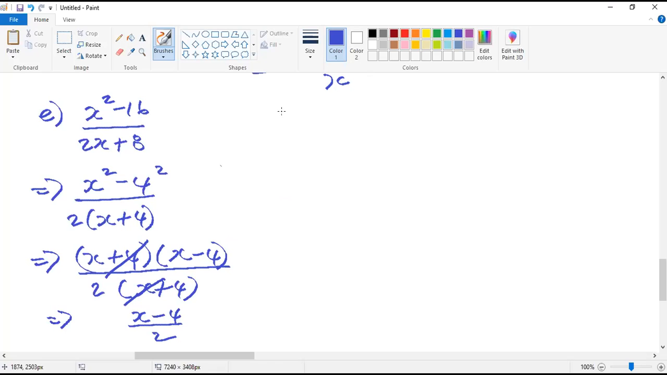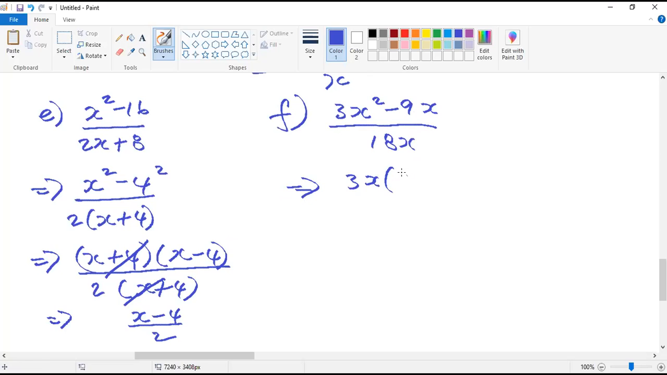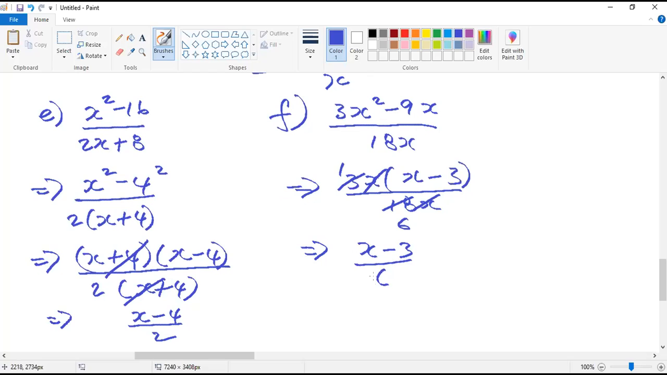That done. And then F, we'll have 3x squared minus 9x over 18x. So what do we do here? We can factor out 3x. This becomes x, and this becomes 3. And then we have 18x. So the x cancels, and 3 goes into itself 1, and 3 into 18, 6. So we end up with x minus 3 over 6. And that's it.